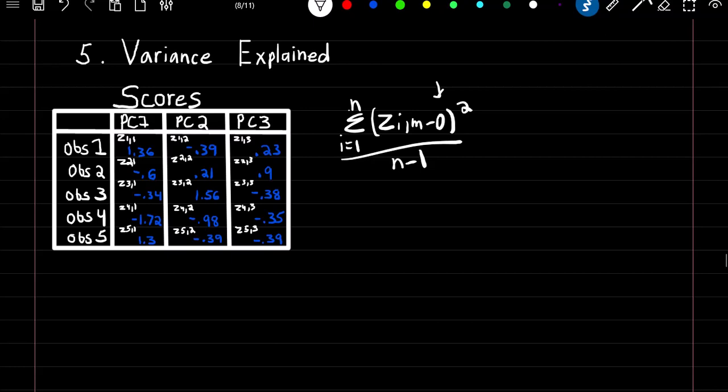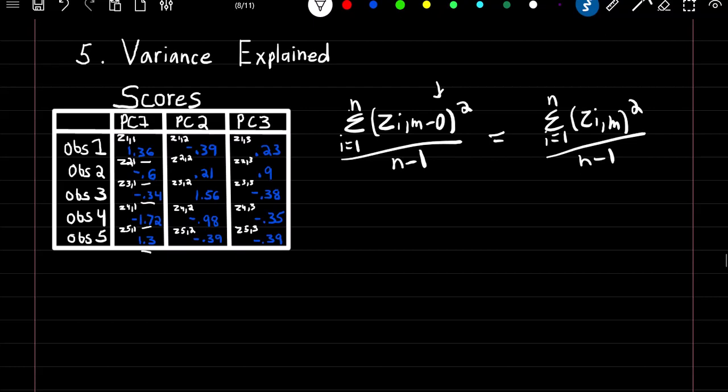If we were to sum up these values, 1.36, negative 0.6, negative 3.4, negative 1.72, 1.3, and divide by 5, we would get a value of 0. And the same thing for principal component 2 and principal component 3. So when we're finding the variance of our principal components, we can just ignore this minus 0, and this becomes the summation from i equal to 1 to n of our scores squared, divided by n minus 1.